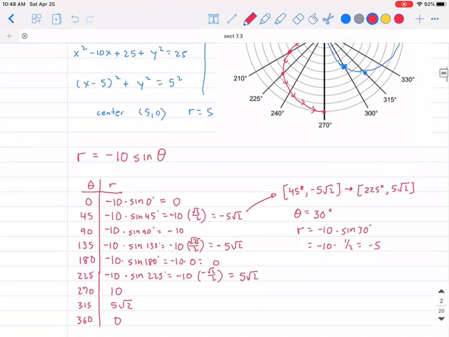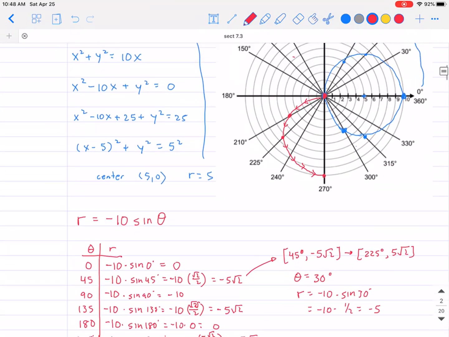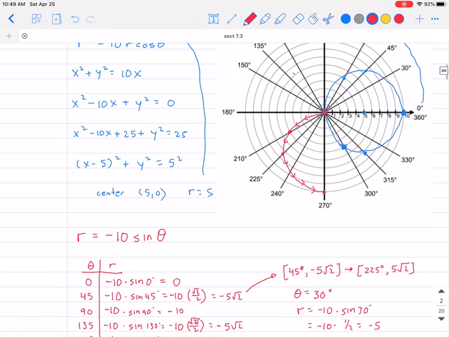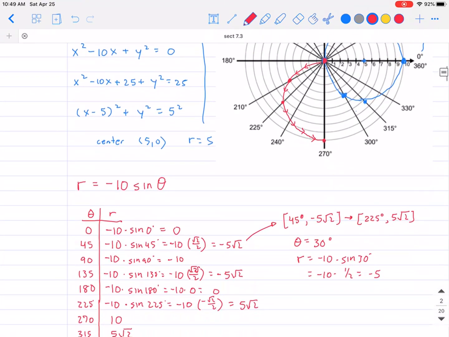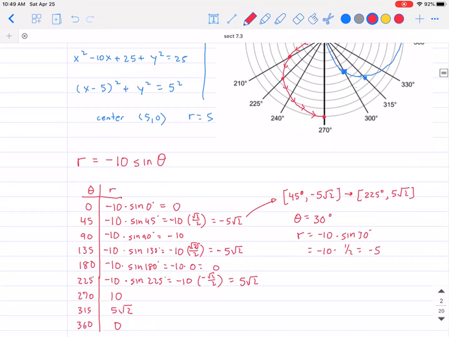So let's see, taking those values and plugging in. 225, 5 root 2, let's see, where is that going to be then? 225, 5 root 2, is that correct? Let's see, putting in, yes, looks like it's okay.